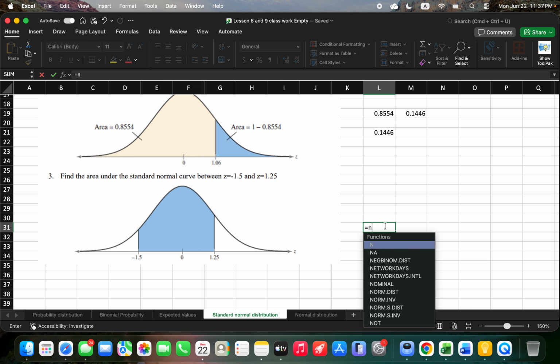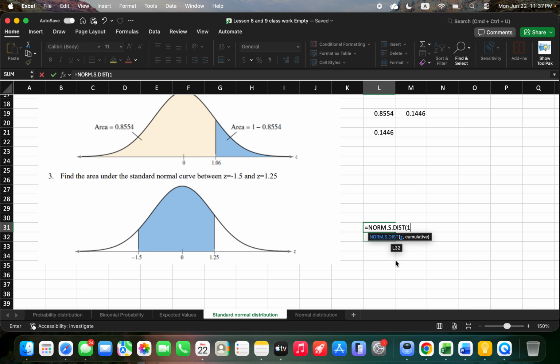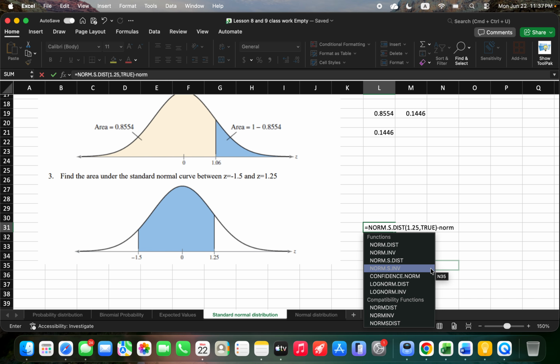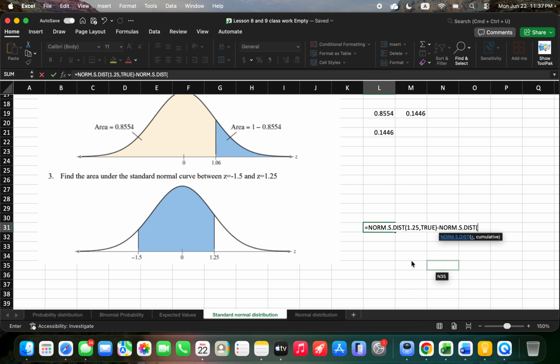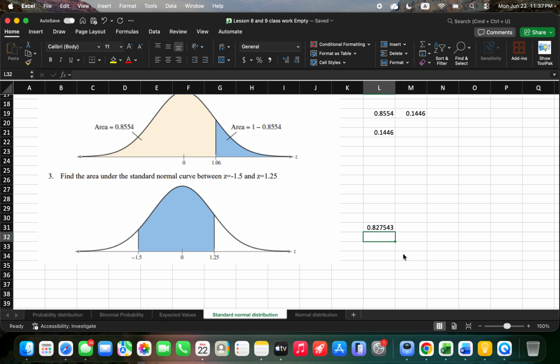So equal to norm dot standard distribution and then put 1.25 comma true, minus norm dot standard distribution and then negative 1.5 comma true. Okay, then that should be the answer, the area between negative 1.5 and 1.25. So like this, if the graph is given, you can do it this way.